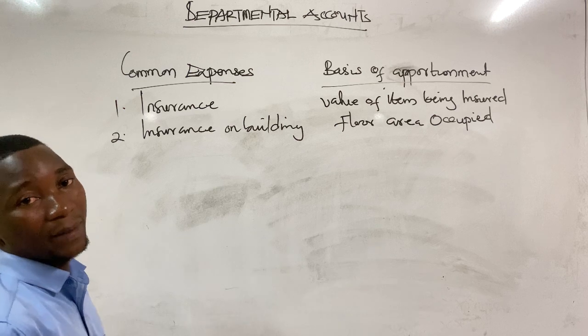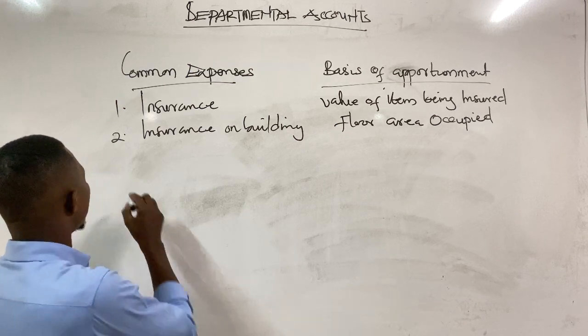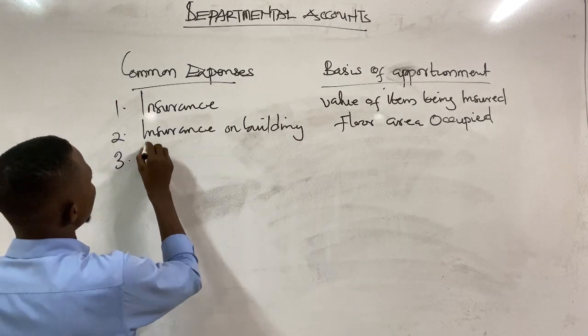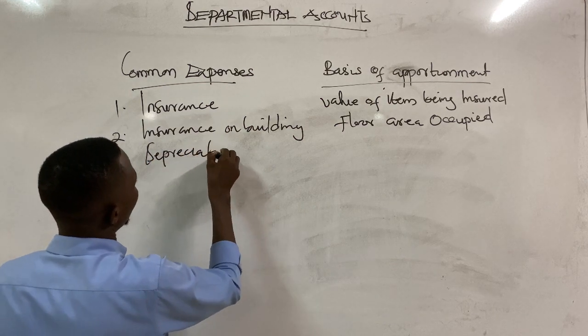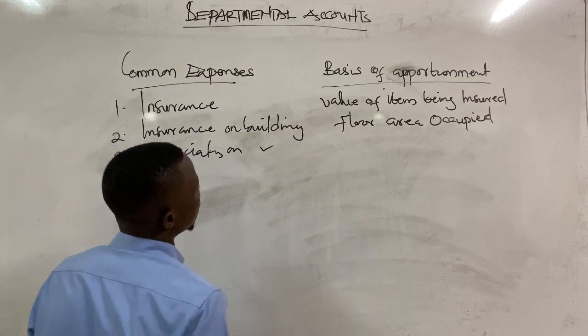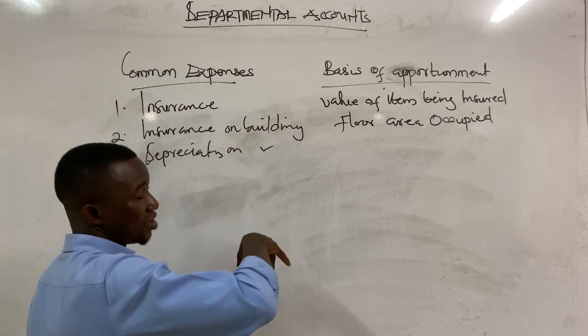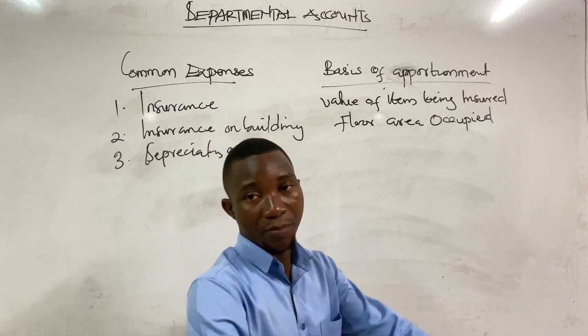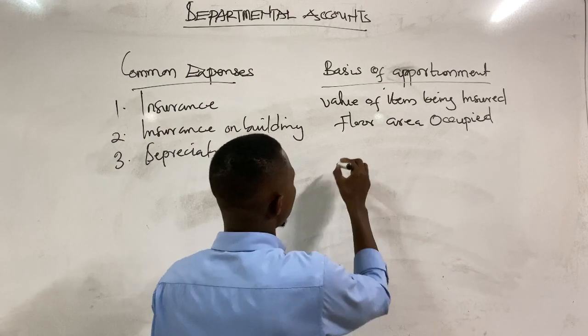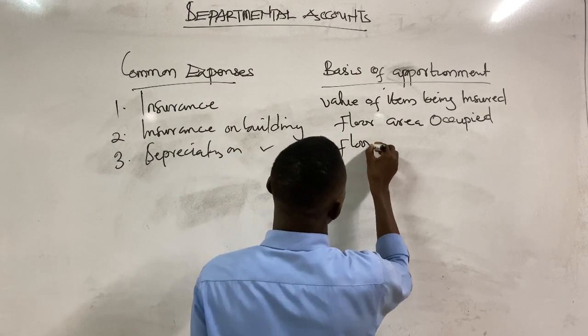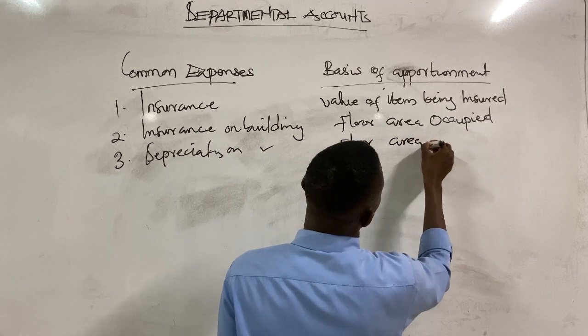We can also talk about depreciation on building. The depreciation is on the building, and the building itself is on the floor. So you can still use the floor area occupied.